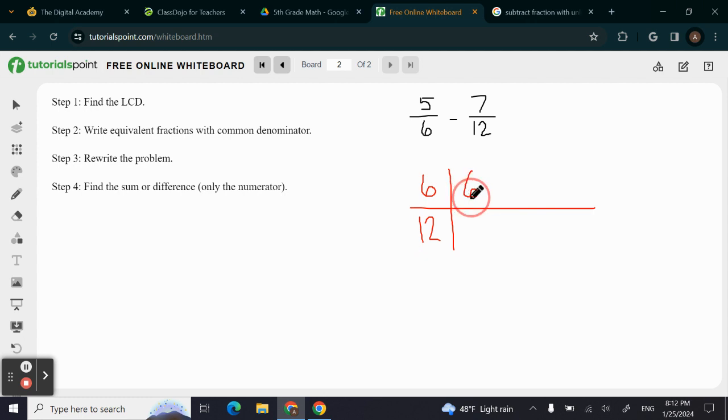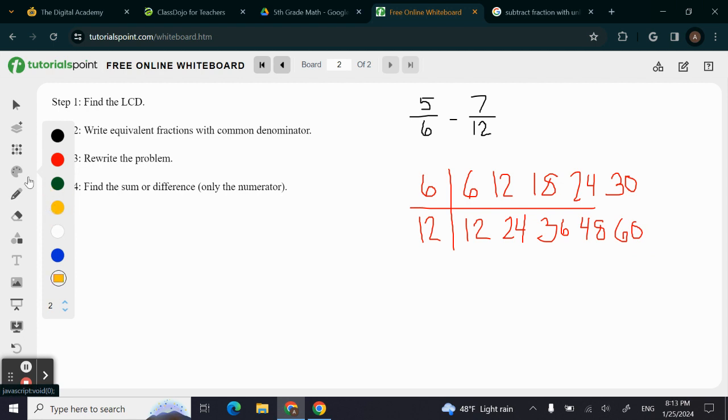So we go 6, 12, 18, 24, 30, 12, 24, 36, 48, and 60. So let's look through our multiples chart. You see a least common denominator. I do, 12. All right, so we found the LCD.